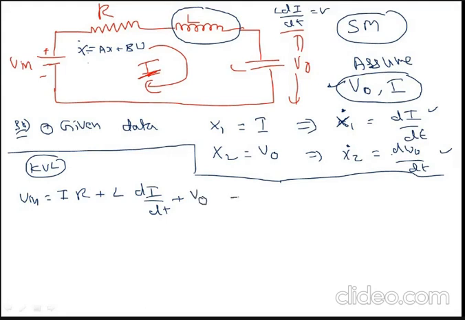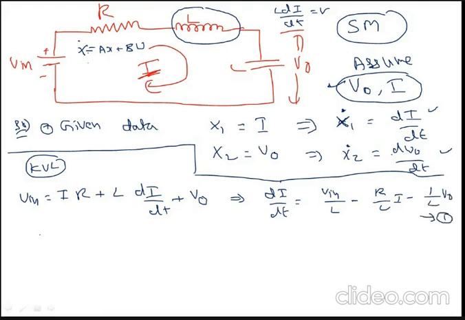From this expression, di by dt is equal to V in by L minus R by L into I minus 1 by L into V naught. We will present this one as equation 1.